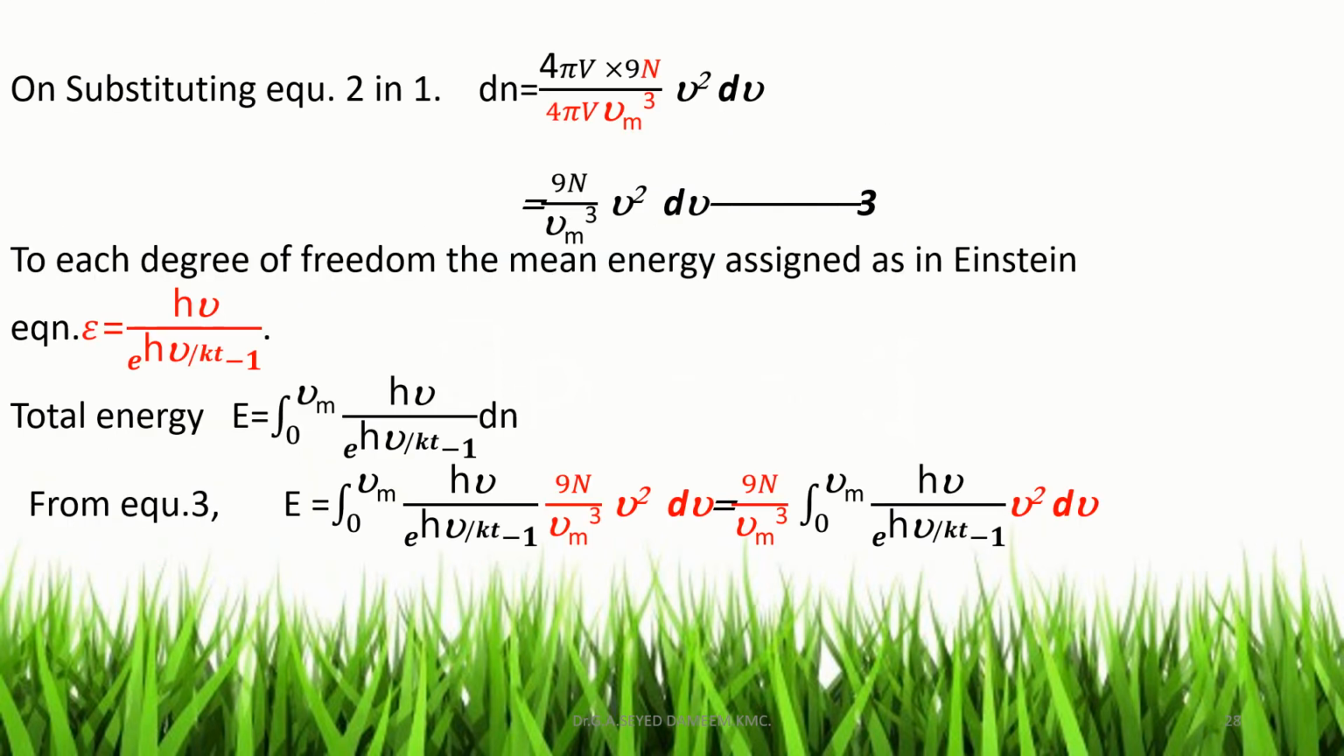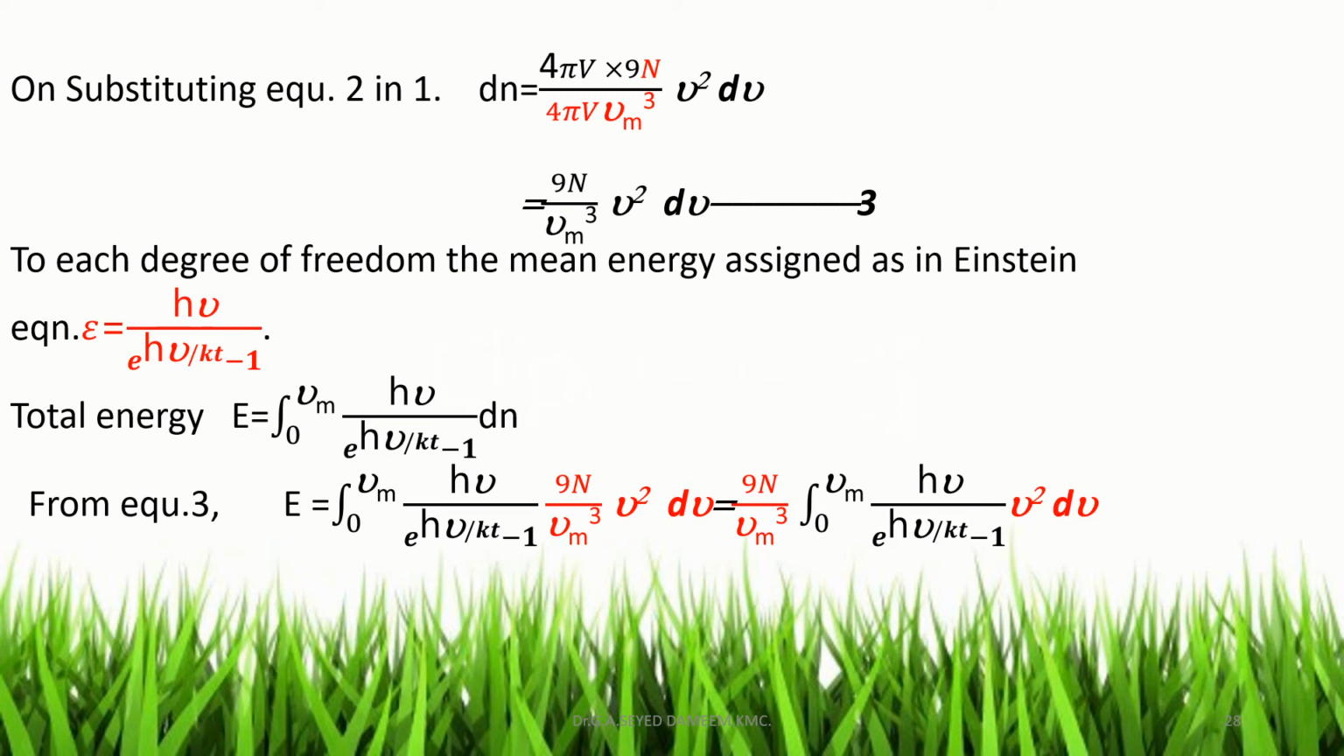Now on substituting equation 2 in 1, that is, the value in the square bracket from equation 2 we substitute in equation 1, we get dN is equal to 4πV and 9N divided by 4πV ν_m³ and ν² dν. On simplifying this equation by cancelling 4πV in numerator and denominator, we get 9N divided by ν_m³ and numerator ν² dν. Let this equation be 3.